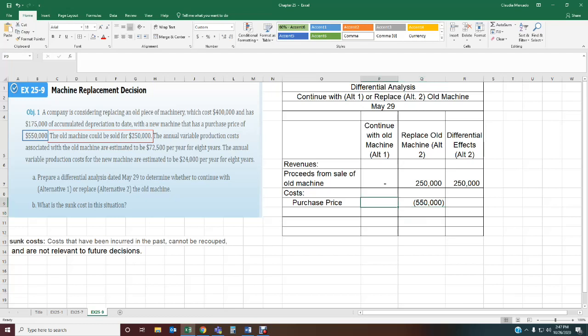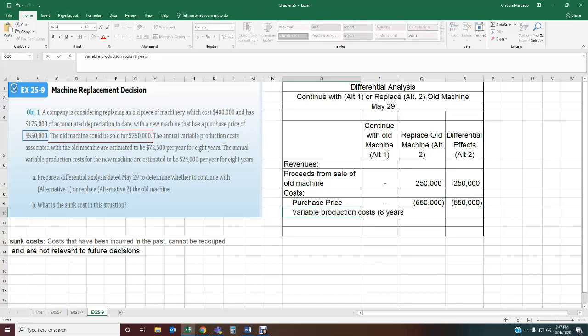Okay, if you continue with the old machine, well, then you don't have to buy anything. You don't have to pay for anything. You already have the machine, okay? So let's get the difference. Okay. So we've already identified that if we replace the old machine, we're going to be able to sell it for $250,000, and we're going to have to pay $550,000 for the new one, okay? We also have another component, which is my variable production costs, and that's for the next 8 years, okay?